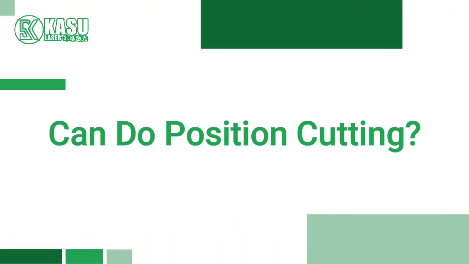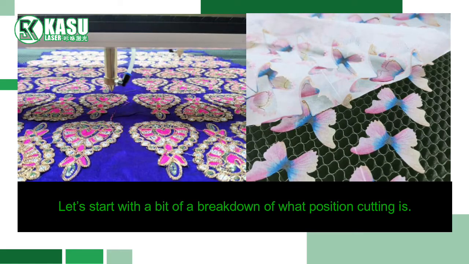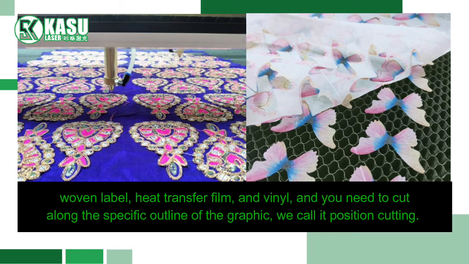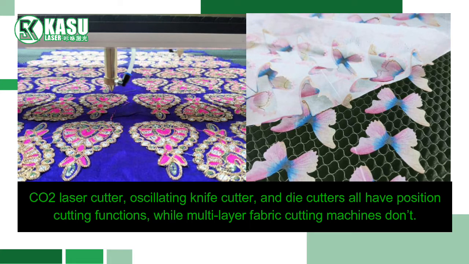Can it do position cutting? Let's start with a bit of a breakdown of what position cutting is. If you have something like digitally printed fabric, embroidered or lace fabric, woven label, heat transfer film, and vinyl, and you need to cut along the specific outline of the graphic, we call it position cutting. CO2 laser cutter, oscillating knife cutter, and die cutters all have position cutting functions, while multi-layer fabric cutting machines don't.